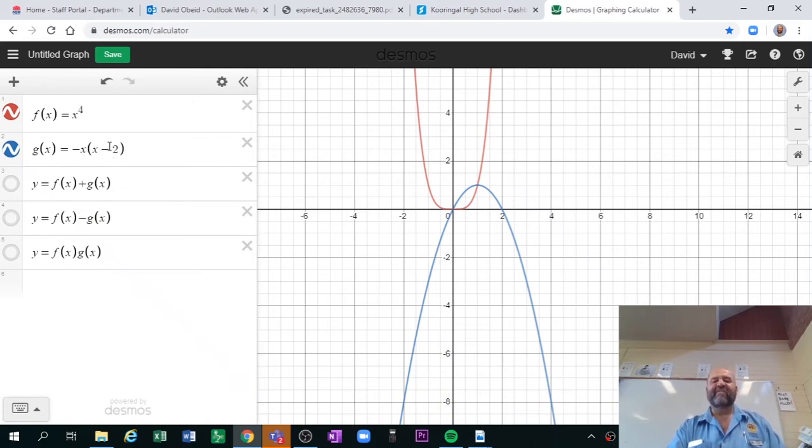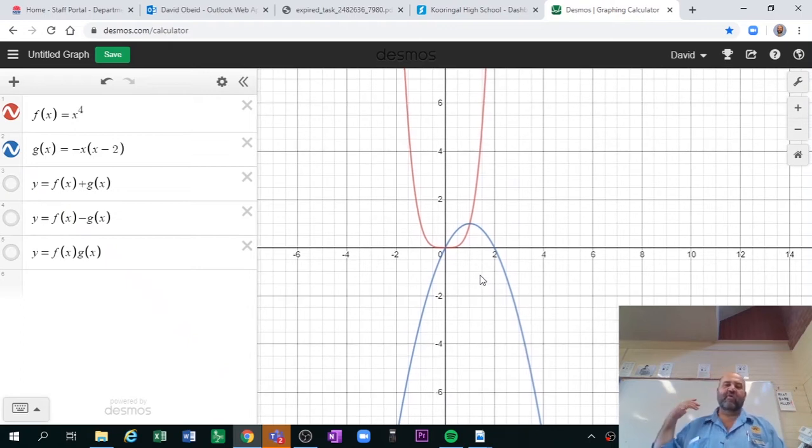The x minus 2 tells us that at x equals 2, we're going to have a root. So the curve is going to cut the x-axis there. And over here, at x equals 0, we're going to have another root. If I put 0 in there, that's going to be 0. If I put 2 in there, that's going to be 0. So that's where my zeros are, at 0 and at 2. Okay, so they're the graphs of f of x and g of x.